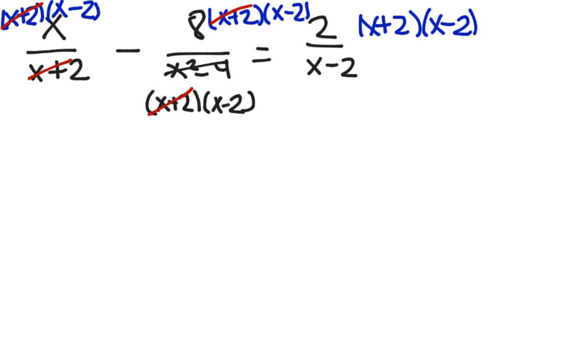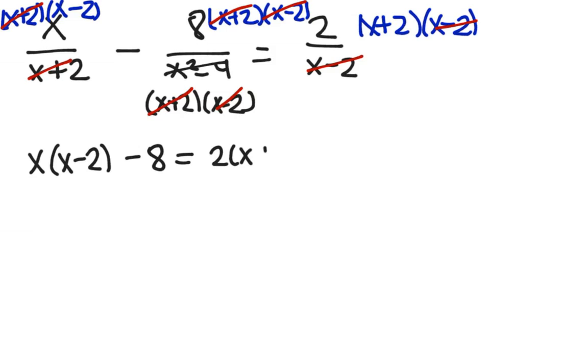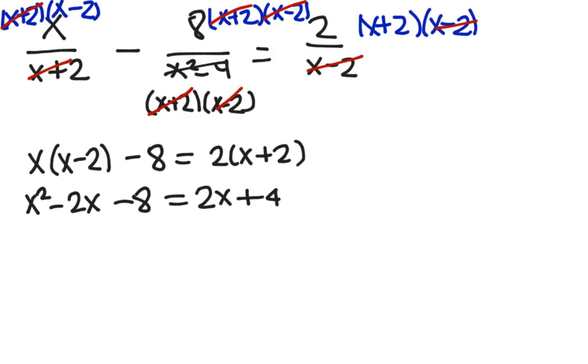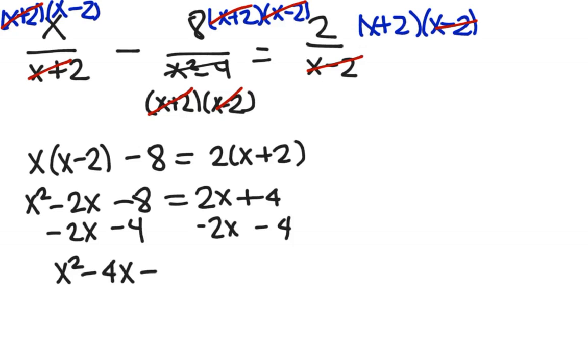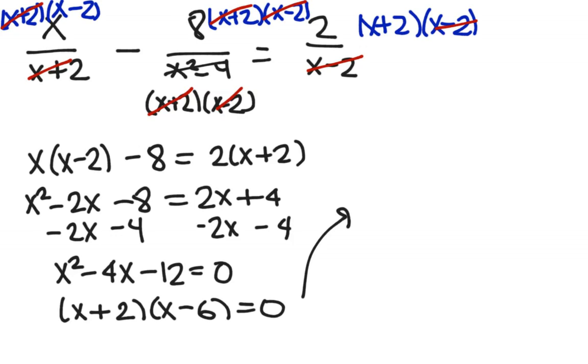X plus 2 in the first fraction reduces. X plus 2 and x minus 2 reduces in the second fraction. And in the third fraction, the x minus 2 reduces. So we have x times the quantity x minus 2 minus 8 equals 2 times the quantity x plus 2. X squared minus 2x minus 8 equals 2x plus 4. Quadratic once again. Subtract 2x from each side. Subtract 4 from each side. And that gives me x squared minus 4x minus 12 equals 0. Factoring, x plus 2 times x minus 6 is equal to 0.